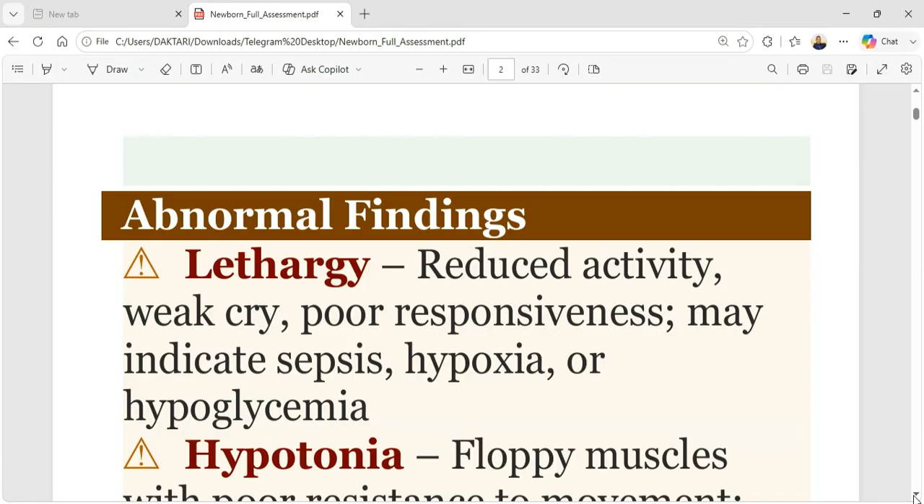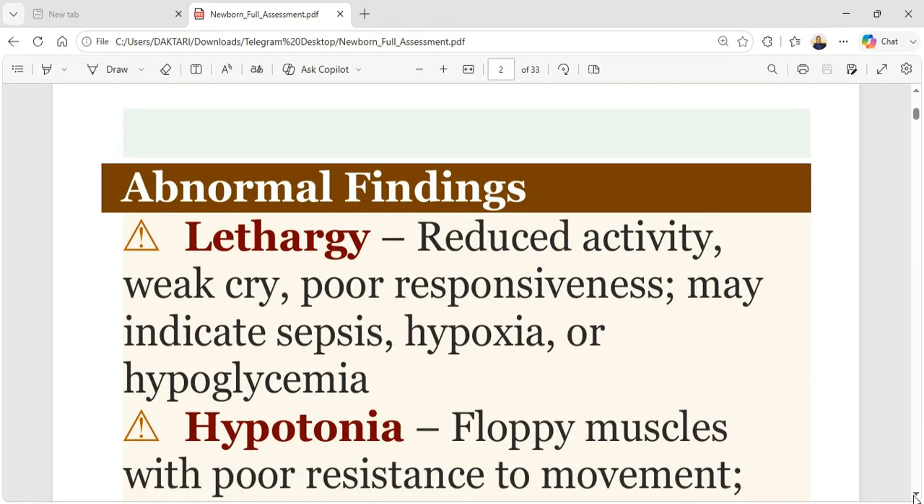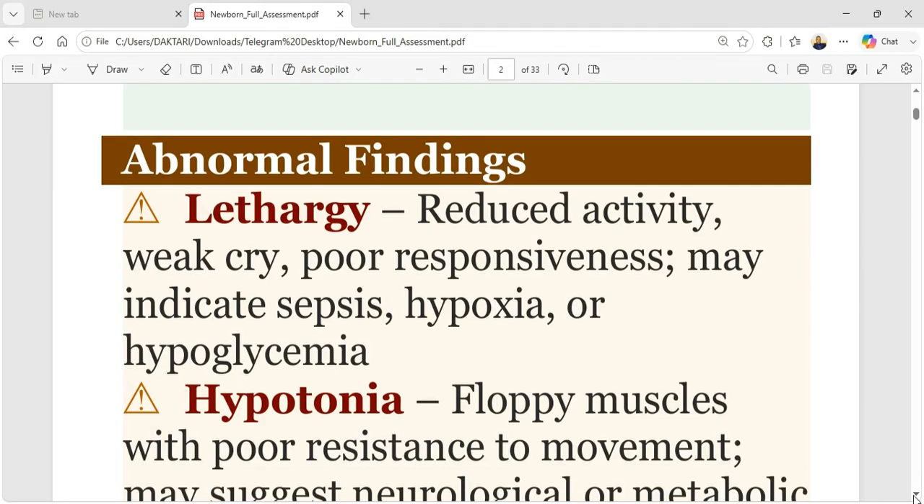Now let's check on the abnormal findings. Those were normal findings. Lethargy: reduced activity, weak cry, poor responsiveness. This may indicate things to do with sepsis. Remember neonatal sepsis, we have the early onset and the late onset neonatal sepsis.